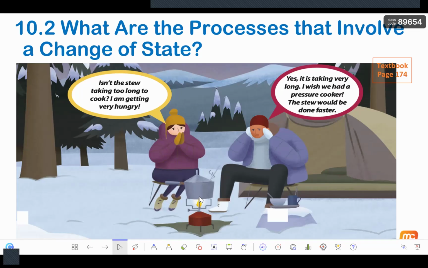So once this pot hits 70 degrees, the temperature will remain constant at 70 degrees because it's already boiling. But 70 degrees is not enough to cook the beef or the meat. Your meat will still be very raw, very uncooked. So this is what's happening.